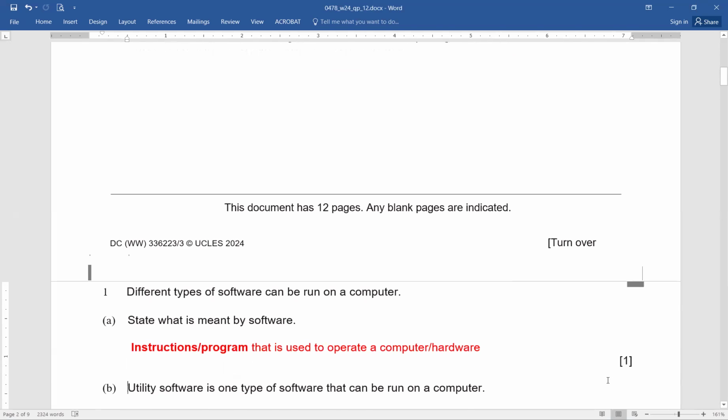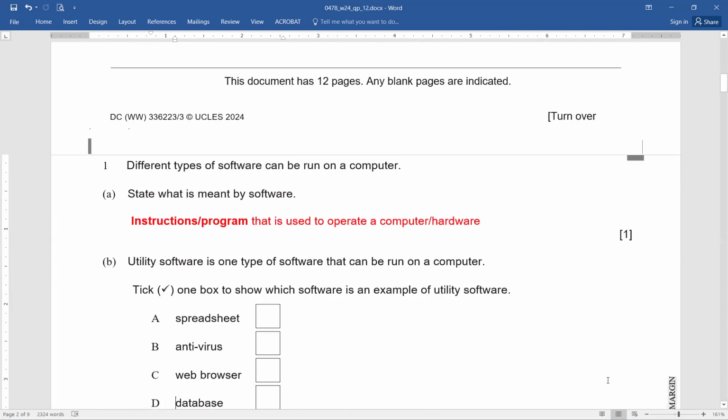Question number 1. Different types of software can be run on a computer. State what is meant by software. What is software? You have been studying since your childhood. So simple answer, instructions or program that is used to operate a computer, or the student can say it is instructions or programs that are needed to operate hardware. That will give you 1 out of 1.